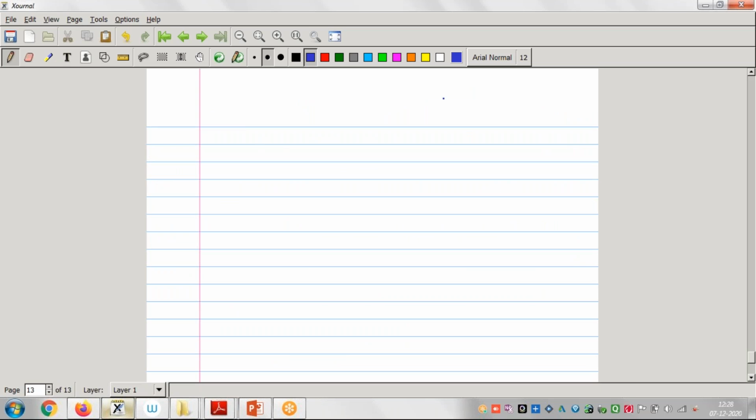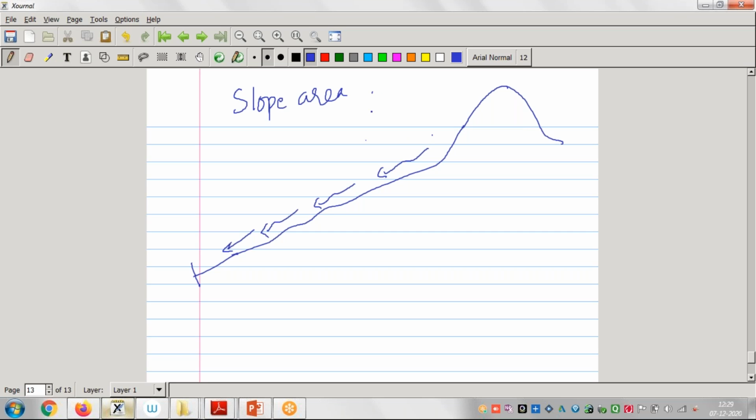See, suppose there is a hill, right? And within this hill, one river is flowing through this hill, right? River is flowing. So to find out the discharge for this river, the method is the slope area method, right? Slope area method. So how do we find the discharge through this slope area method?